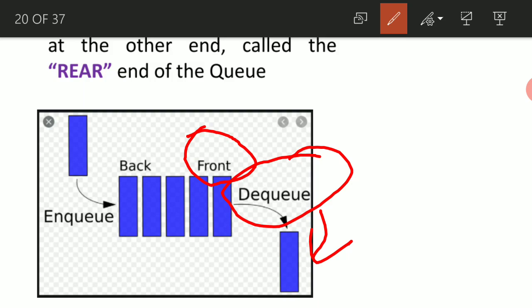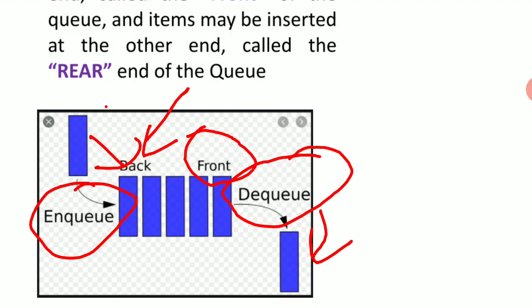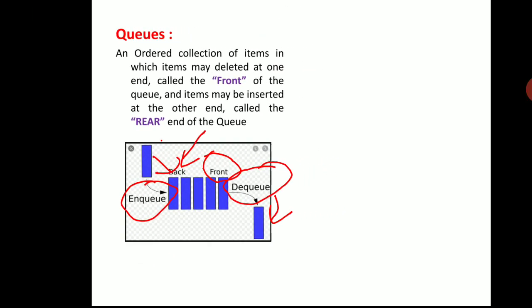Whereas the process of adding an element is called enqueue, and it is added at the back, that means the rear end. So this person is added at the back, in the rear end. So this is what we are going to call a queue.